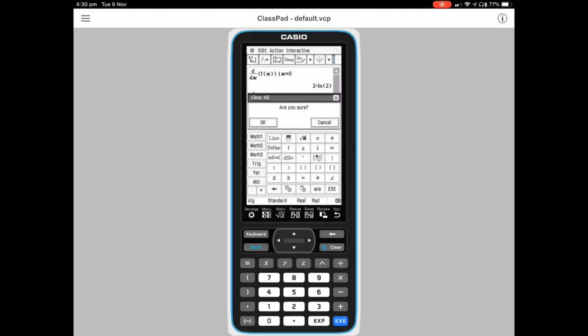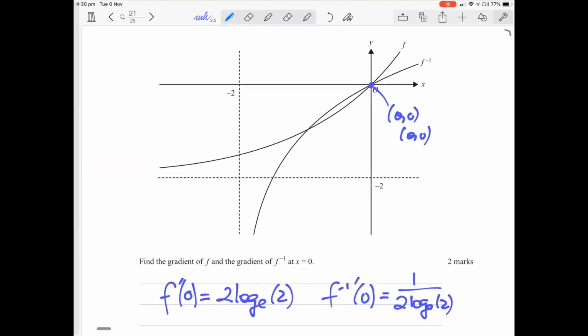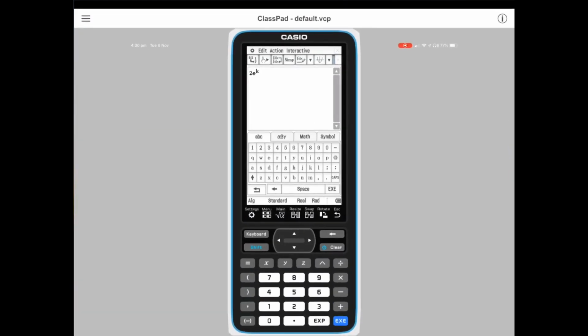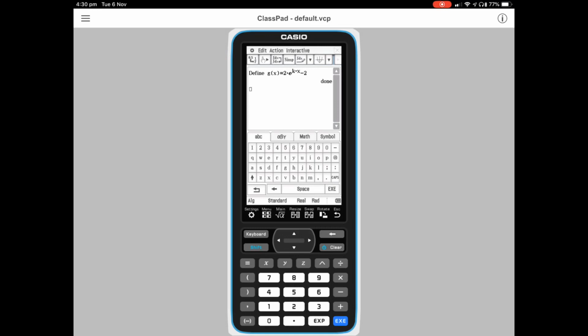So get rid of our 2e to the, where's k? Was it 2e to the kx minus 2, k times x minus 2? Define it as g of x, because we'll write over the old one. Okay, now, if they're the same, we'll say g of x equals f of x.